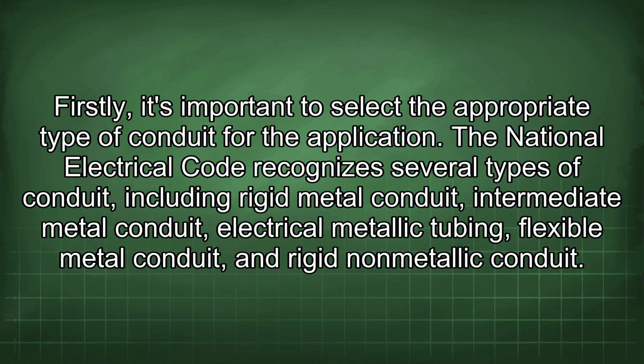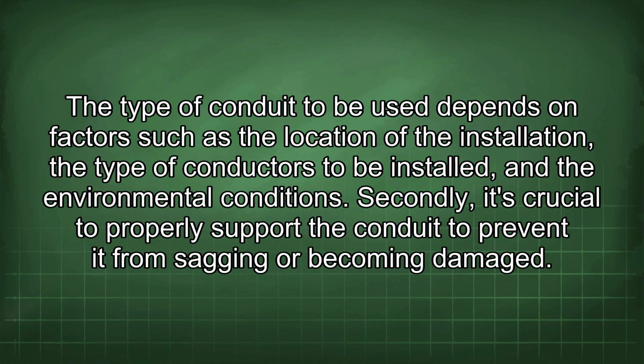The National Electrical Code recognizes several types of conduit, including rigid metal conduit, intermediate metal conduit, electrical metallic tubing, flexible metal conduit, and rigid non-metallic conduit. The type of conduit to be used depends on factors such as the location of the installation, the type of conductors to be installed, and the environmental conditions.